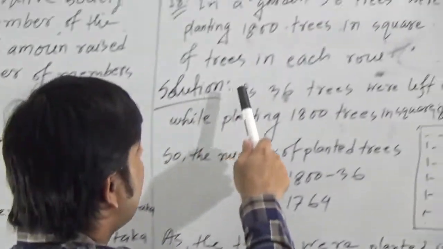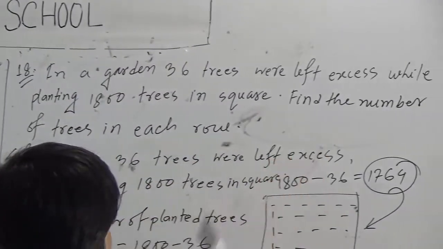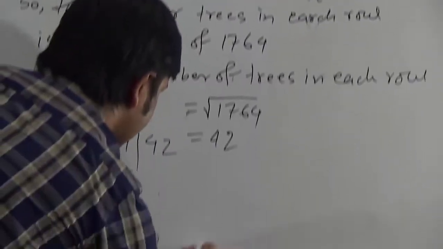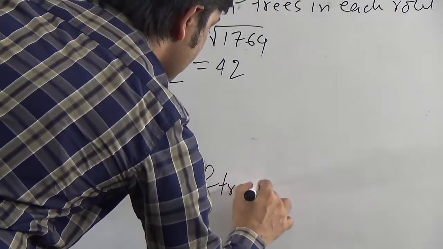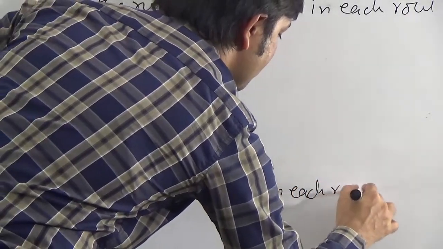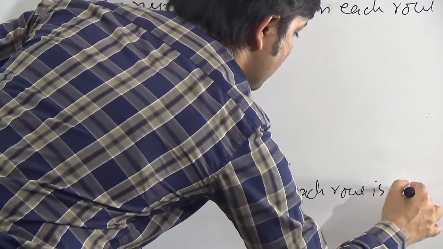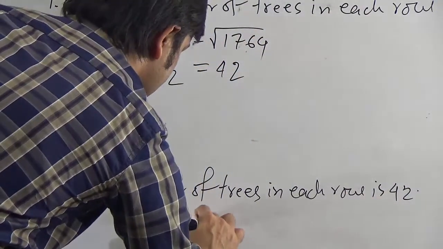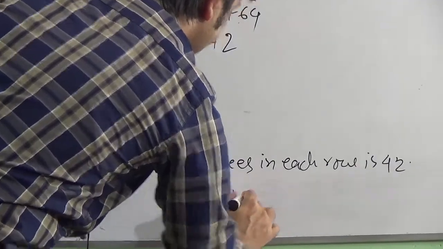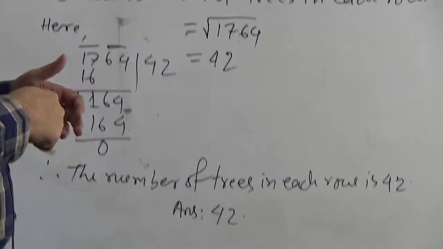What we have to find out? Find the number of trees in each row. Therefore, the number of trees in each row is 42. This is our required answer for question 18. So our required answer is 42 trees.